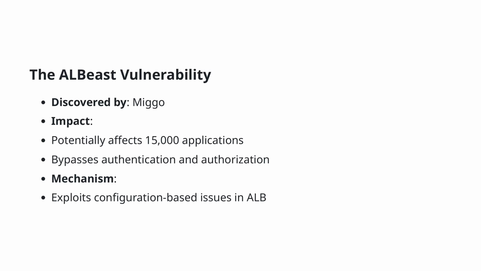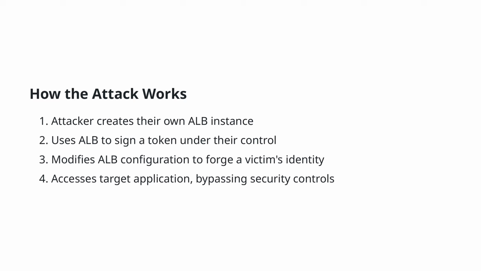The mechanism behind this exploit relies on configuration-based issues within the AWS Application Load Balancer, ALB. Essentially, it takes advantage of misconfigurations, enabling unauthorized access to target applications despite the security measures in place. Understanding the risk and mechanisms of this vulnerability is essential for anyone using AWS ALB to ensure robust security configurations and prevent unauthorized access. Now, let's break down how the attack works.